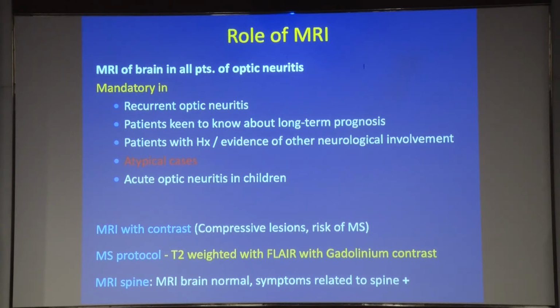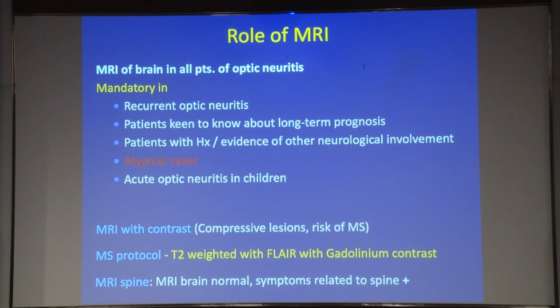We actually start deciding which way the patient is going to move. But of course, it becomes mandatory in recurrent optic neuritis, patients keen to know about long-term prognosis, patients with history or evidence of other neurological involvement, atypical cases, and in acute optic neuritis in children.